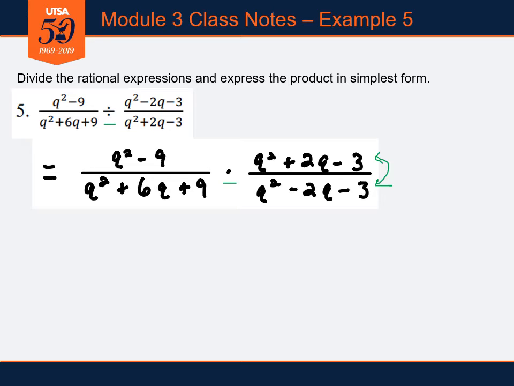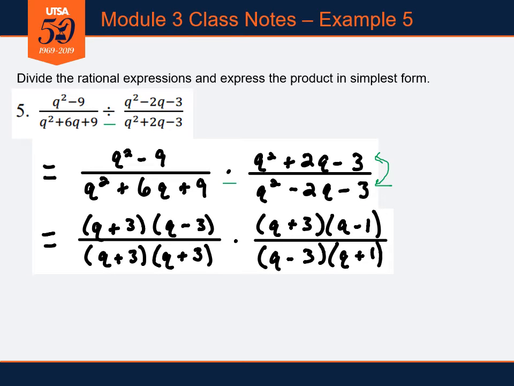We know from the last lecture video that the way we multiply rational expressions, the simplest way to handle it is to factor everything that we can first. Here we've got q plus 3 times q minus 3, that difference of squares in the numerator of the first fraction. Q plus 3 times q plus 3 in the denominator of the first fraction. The second fraction is q plus 3 times q minus 1 in the numerator, and q minus 3 times q plus 1 in the denominator.